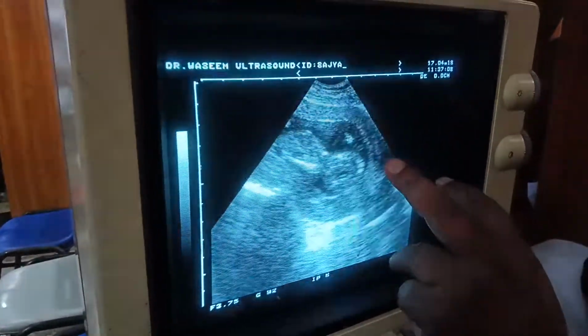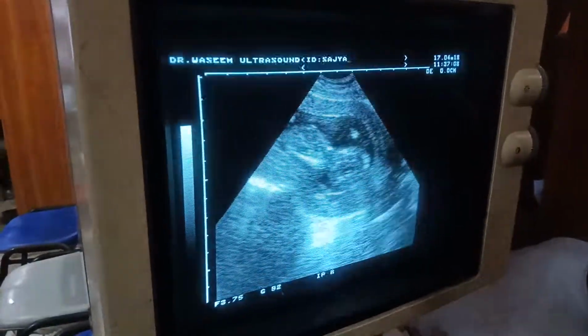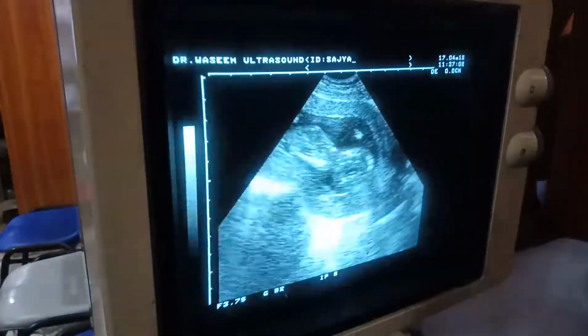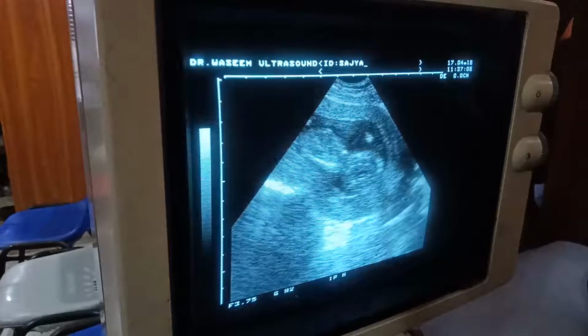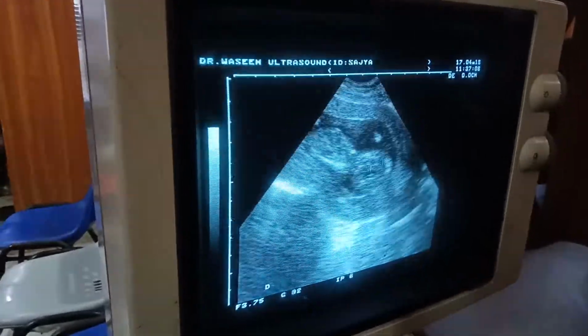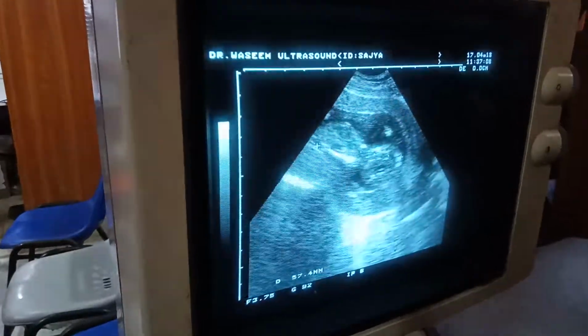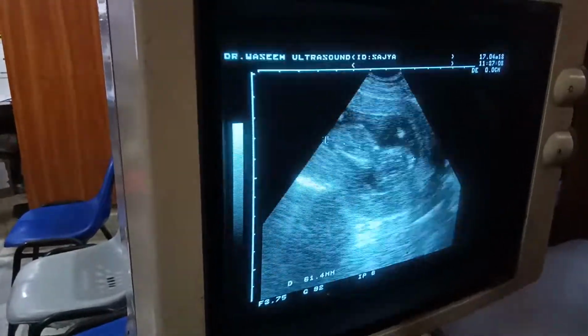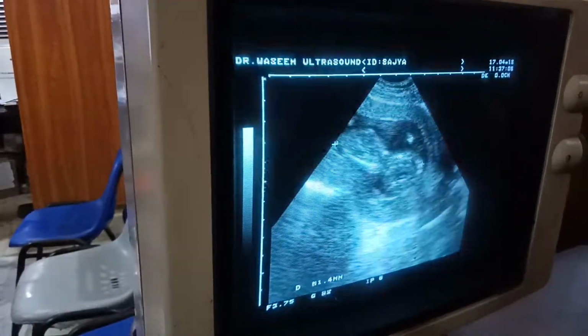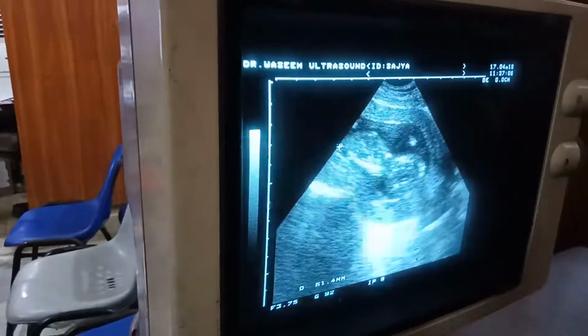Yes, this point is the crown and this point is the rump. Crown, rump. I will take the measurement from here. This is the crown. Crown-rump length. And this is the rump, the lower tip of the fetal hip. Okay, and the measurement is 6.1.